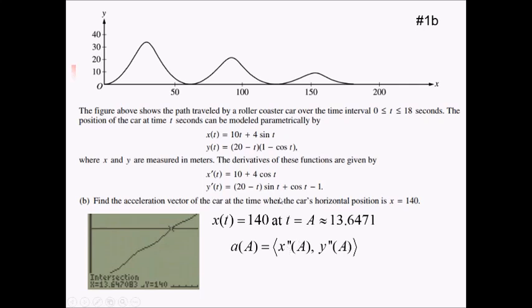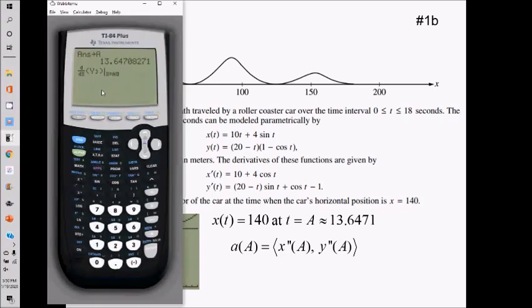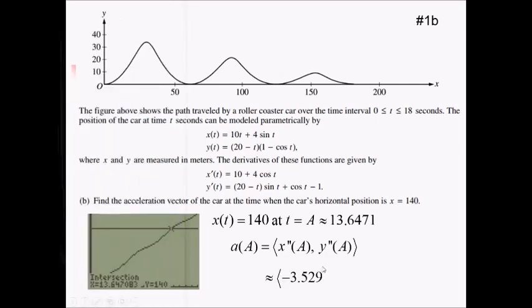Now the nice thing is I don't have to actually tell them what x double prime looks like algebraically. Since I'm just doing it at a single spot, I can get away with just writing this without showing the function. So let's go ahead and do that now. So here's what x double prime of A looks like on my calculator. I did math 8 to get my derivative. X prime is stored as y3, so I need to take the derivative of that. And then alpha A to get my x equals here, and press enter. Comes out to about negative 3.529. So that's the x part of our acceleration.